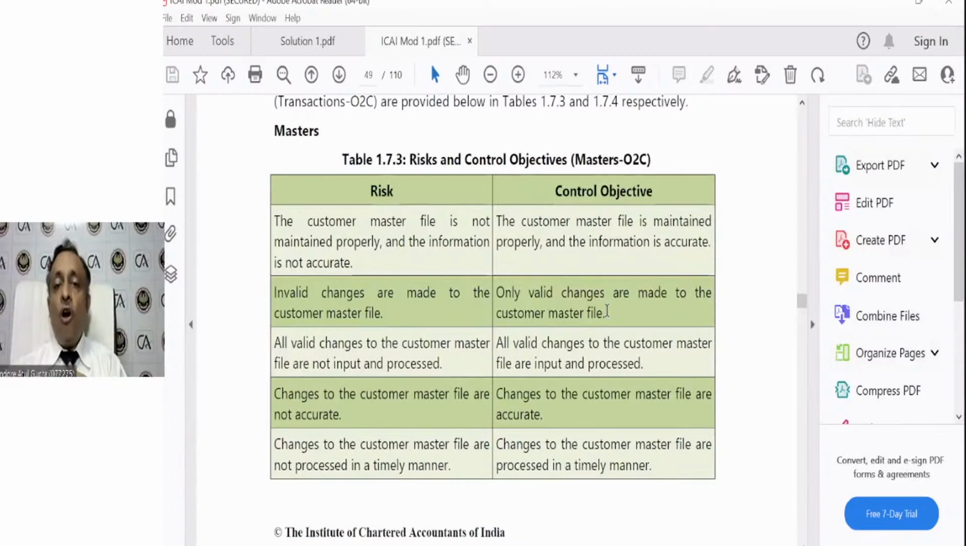So what is the solution? All valid changes need to be made. Changes to customer master file are not accurate. Inaccuracy in changes, so we have talked about that. Changes have to be accurate and there has to be a recheck process. So please understand, just keep that on top of your mind. At the end of all this risk and control, always write this one line. What line do I want you to write? That if any update or changes are made to any master file, those changes, updates need to be rechecked.